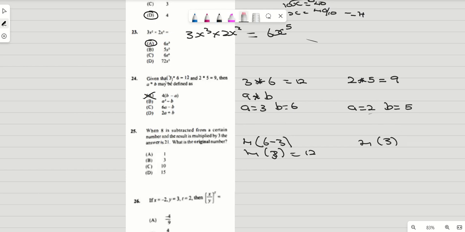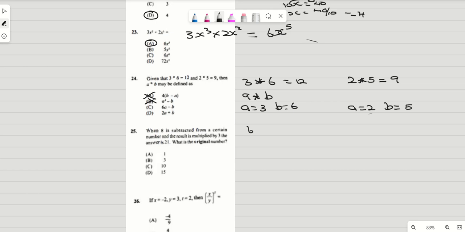So I'm going to erase this. Let's use the next option. We have B is A squared minus B. So we're going to say 3 squared minus 6. This is 3 squared, 3 3s, and 9 minus 6. We are not getting 12 for this option, so B is not your answer. We must get 12 and 9. So let's use the next one.